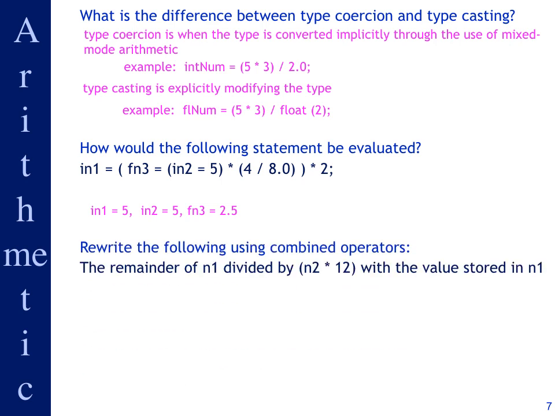Okay, we want to rewrite the expression described here using a combined operator. We want to get the remainder, which is the mod of n1 divided by n2 times 12, and then store it back in n1. So n1 would be equal to n1 mod of n2 times 12. If we combine that, that's what we get: n1 mod equal n2 times 12.